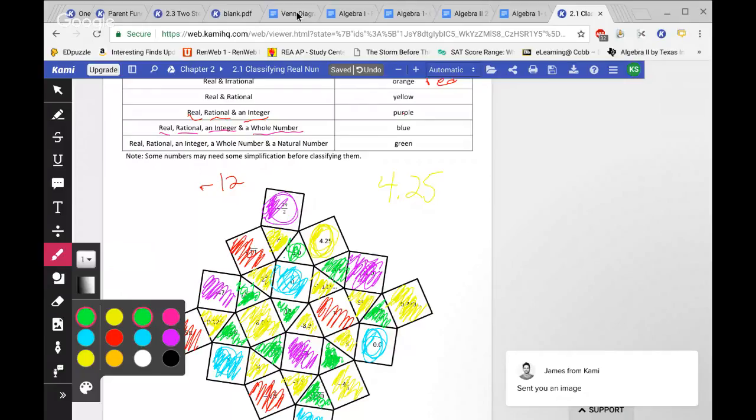And then anything that is a terminating decimal, by that I mean 4.5, 4.25, or a repeating decimal, like 0.33333 or negative 4 2/3, those are rational numbers. Okay.